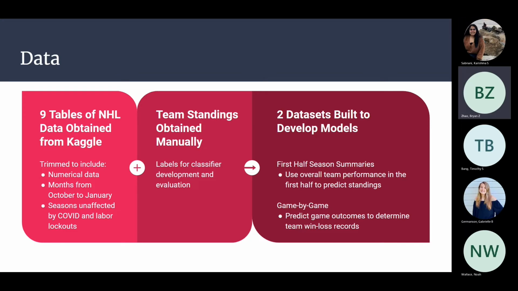The first was smaller and gave an overall summary of the team's performance consisting of average statistics for each team. The second was larger, and rather than looking at team performance as a whole, this dataset consisted of data from each game.